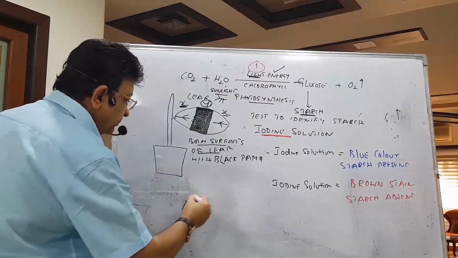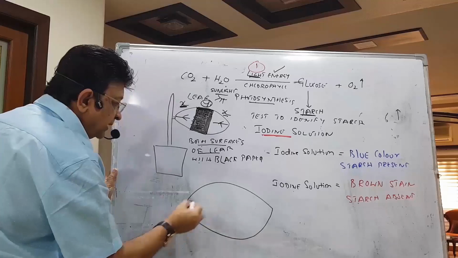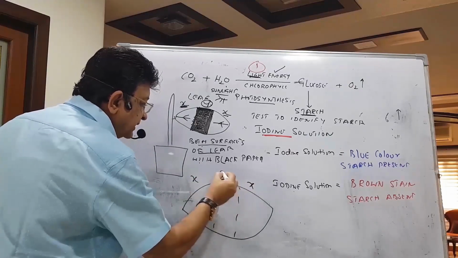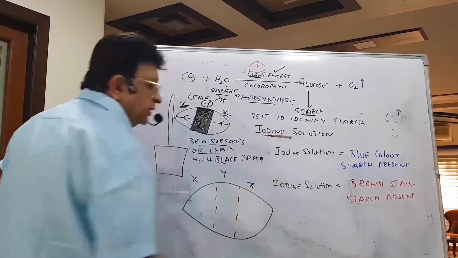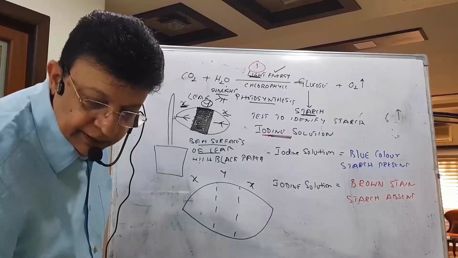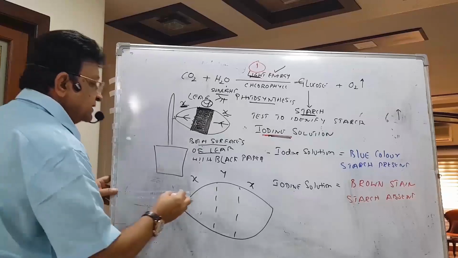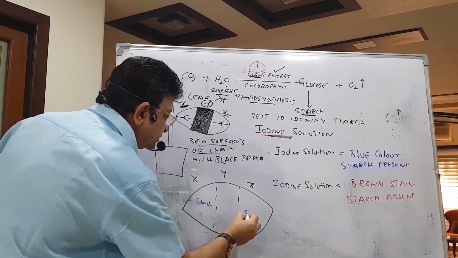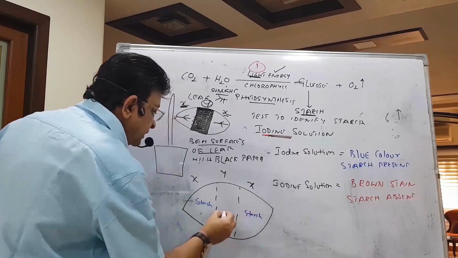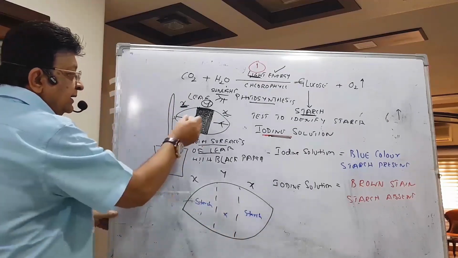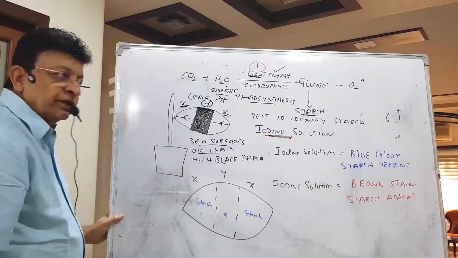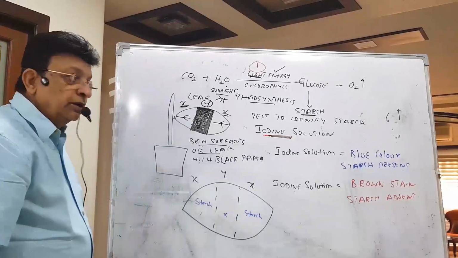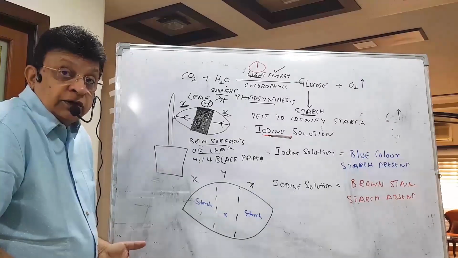So after the experiment, when I break the leaf, and demark the area as X and Y, and I add iodine solution, my knowledge about photosynthesis says that where there is light, there will be starch. So there will be starch in the exposed areas and there will be no starch in the covered area for a simple reason that I had covered it with black paper and light was not available. This is what I had thought.